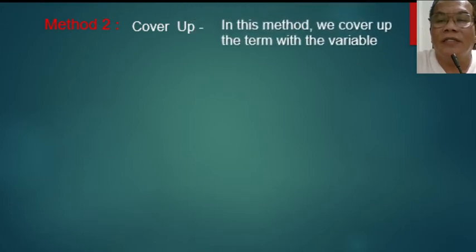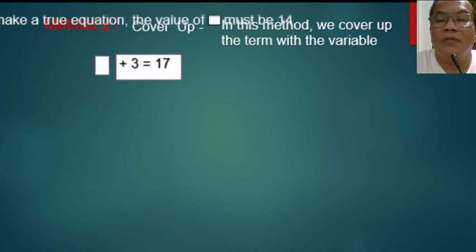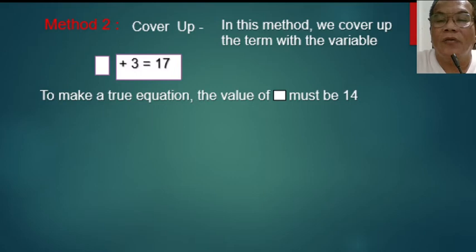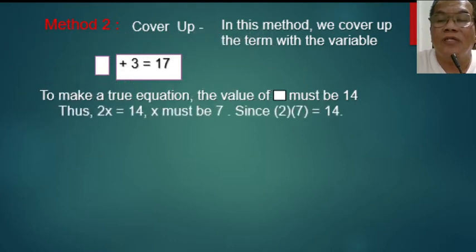Next, we have cover up, meaning we're going to cover up the 2x. So that is blank plus 3 is equal to 17. To make a true equation, the value of the blank must be 14. Thus 2x is equal to 14 and x must be 7. Why? Because 2 times 7 is 14. So x must be 7.